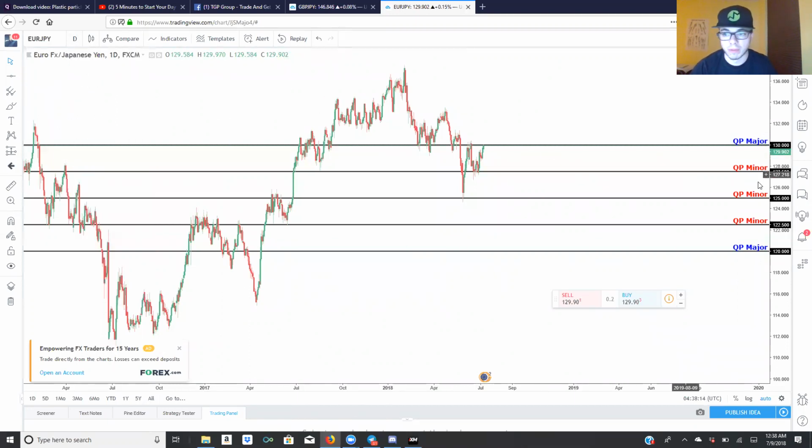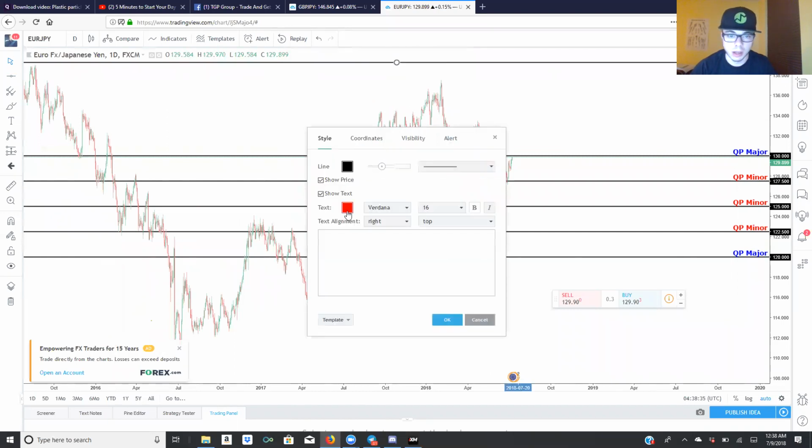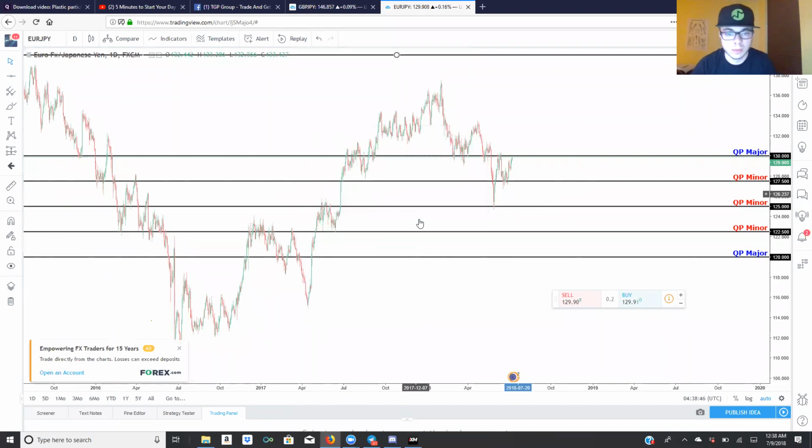Okay, so now that we have our quarter point and major and minors, the only time that I drop any more than just these 5 lines right here is if it breaks this major. Okay, if it breaks this major, what are we going to do? Now it's going to be between 130 and 140, right? This is going to be our next major up here. We'll just put 1 line. Just double check. Boom, 1,000 pips.